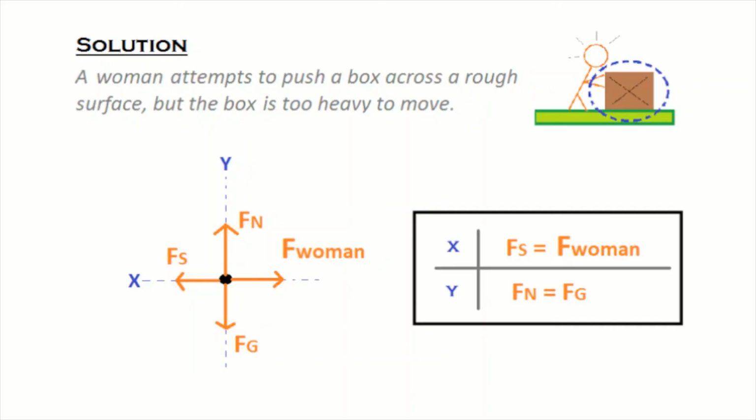From there, we write our equations. The horizontal forces must be equal to keep it still horizontally, and the vertical forces must be equal to keep it still vertically.